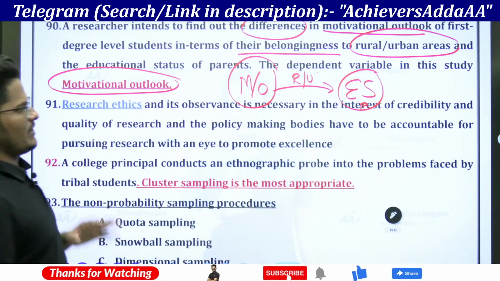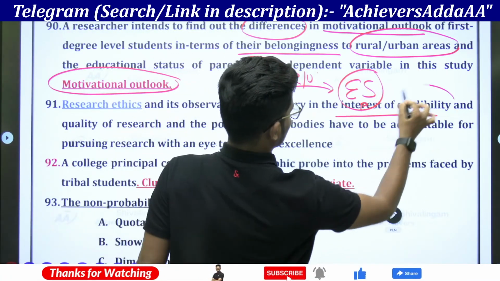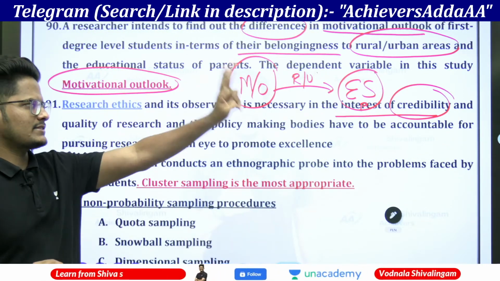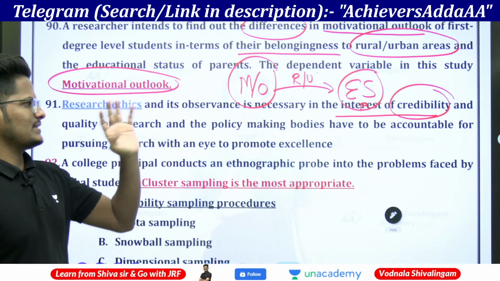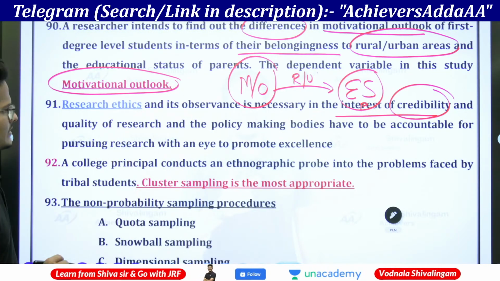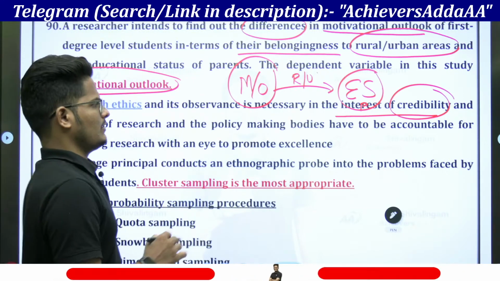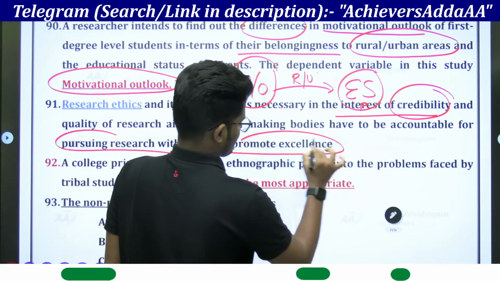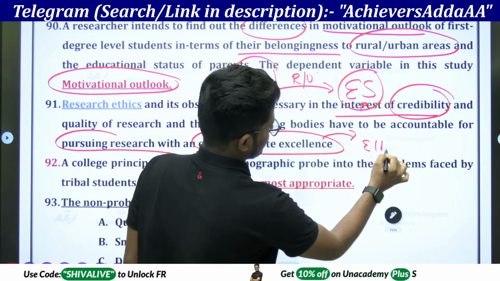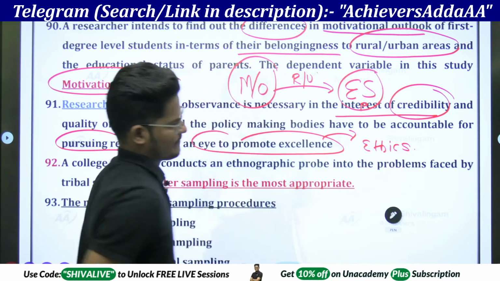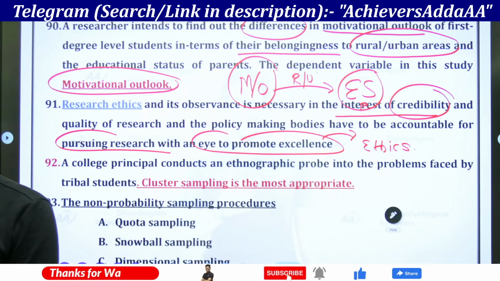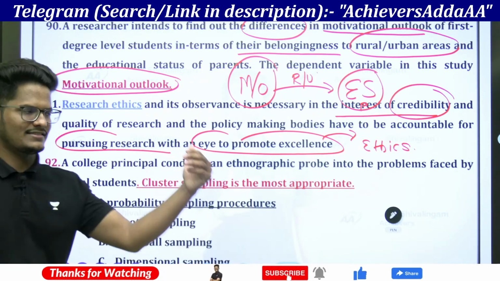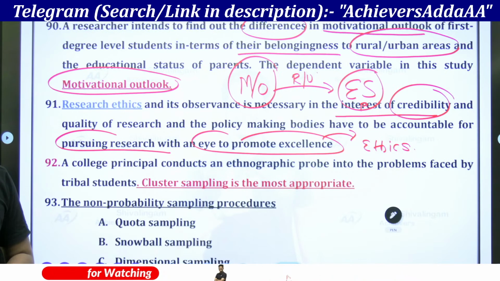Research ethics observation is necessary in the interest of credibility. Credibility means ethics. When you follow the ethics, credibility will come. When you don't follow the ethics, no credibility. No one will believe, no one will trust. Policy making bodies have to be accountable for pursuing research and promoting excellence. What is excellence? When you follow the ethics, automatically you will achieve excellence. It is not only with regard to research; as a human also you must follow the ethics, then only will credibility increase. Right?